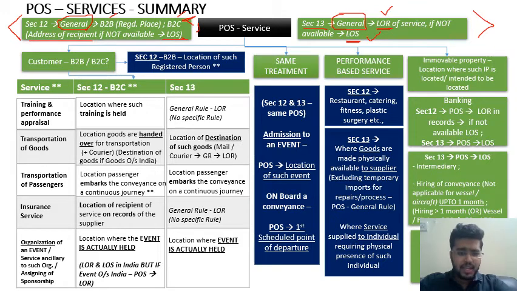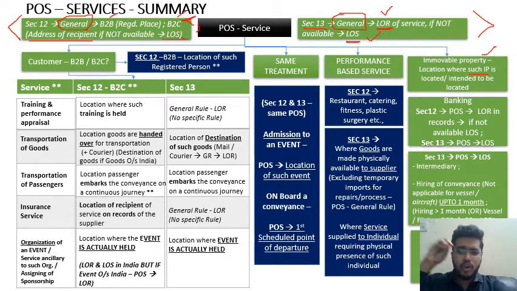Let's say training and performance service, transportation of goods service. So all these services have different place of supply provisions, right? So say immovable property, as you can see here. The place of supply, when you deal with immovable property, is the place where the immovable property is located, right? So you need not see whether it's B2B or B2C. So it differs. So these are specific provisions, guys.